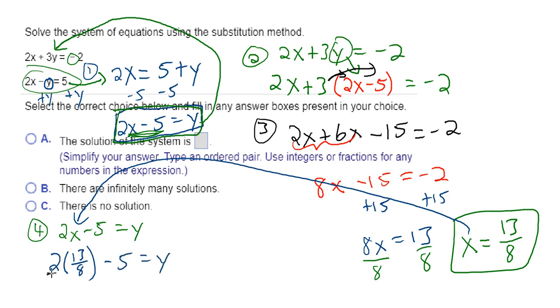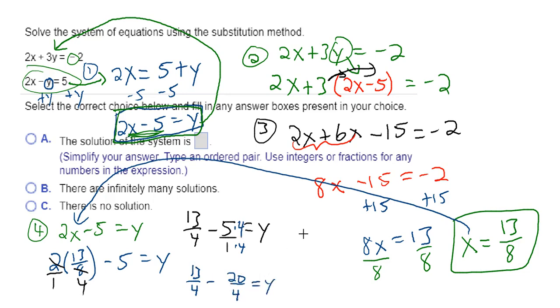Think of this as 2/1. The 2 cancels out with the 8, leaves me with a 4 on the bottom. So I'm going to get 13/4 minus 5 equals y. Think of that as 5/1. We've got to get a common denominator, which will be 4. So you multiply 4 to the top and bottom of the second fraction so that the denominators will match up. All right, so we get 20/4 there. And now we can subtract these, and we will get negative 7/4 as the value for y.